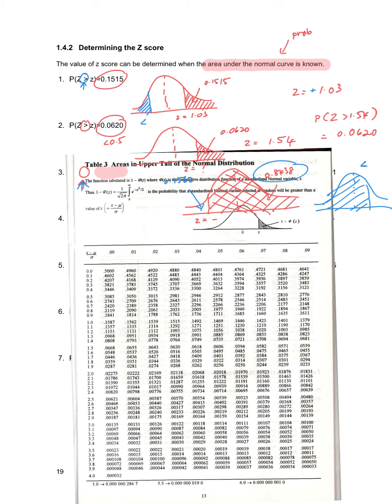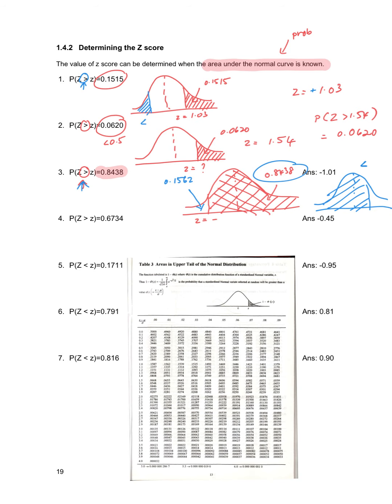0.1562, so 0.1562 is here, 1.01. Cari kat dalam table 0.1562. Berapa Z dia? 1.01. So meaning that our Z is 1.01, negative 1.01 sebab dia di sebelah kiri.